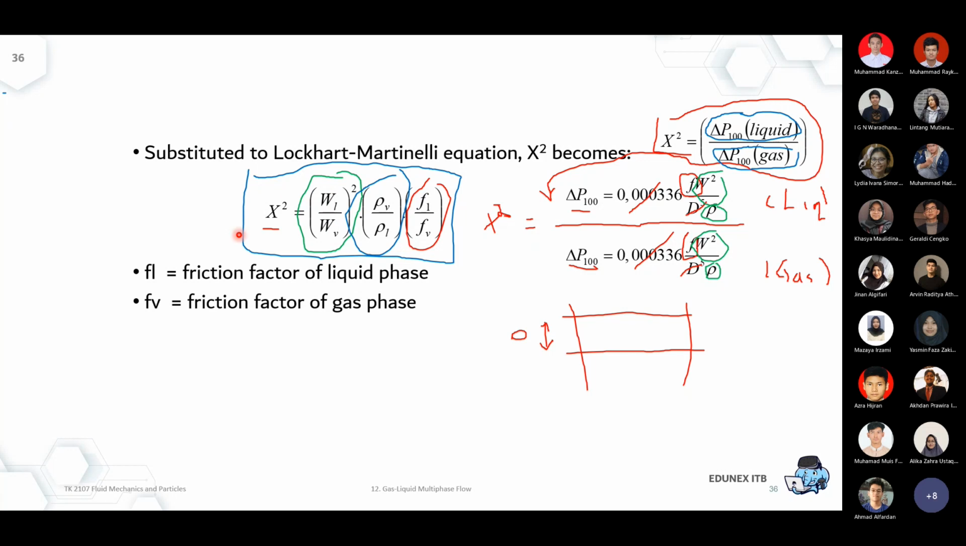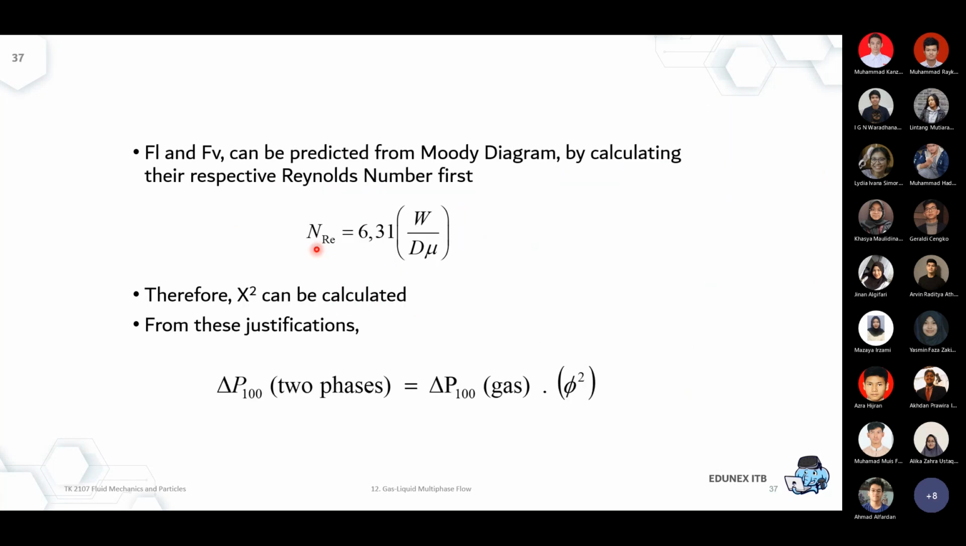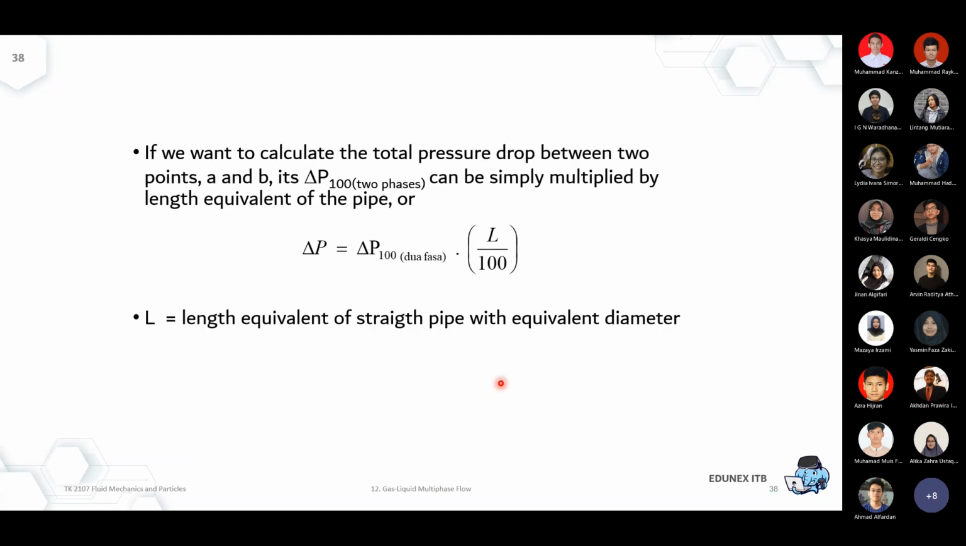Once we know the x square from this ratio, now it becomes the last step of the calculation. So we already know what the x square is. Now the last step is to link how to get the phi square from the x square. Because once we know the phi square, we can calculate the delta P for the two phases by multiplying with the delta P 100 for the gas phase.